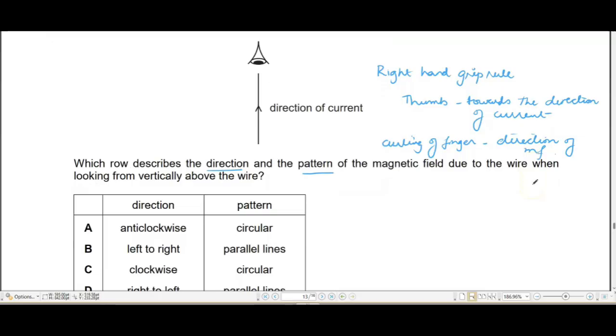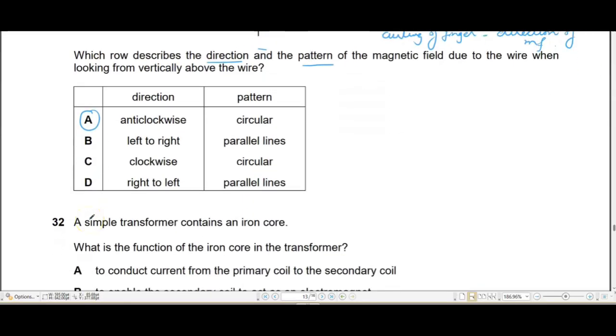So if the direction of the current is upwards, so if we just curl our fingers like this and point our thumb like this, so our fingers are going to curl in an anti-clockwise manner. Okay? So the direction of the magnetic field lines is in the anti-clockwise direction, and the pattern always is circular. Okay, it's never parallel lines, it's circular. So A is going to be our correct option for it.